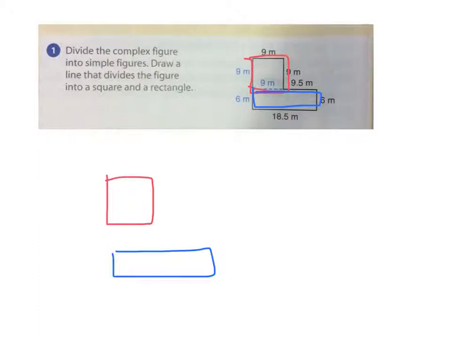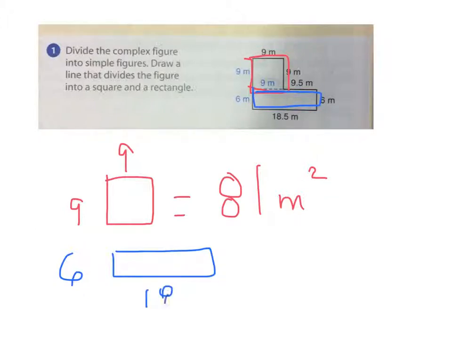If the square is 9 meters by 9 meters, what is the area of the square? 81 square meters. Now what are the measurements of the blue rectangle? Over here it says it's 6 meters by 18.5 meters. So what is the area of that? How would we find the area of the rectangle? You multiply 18.5 times 6. Good. Let's do it.